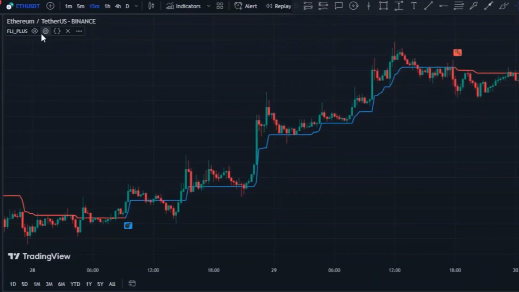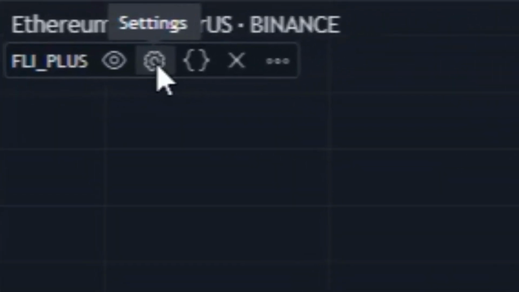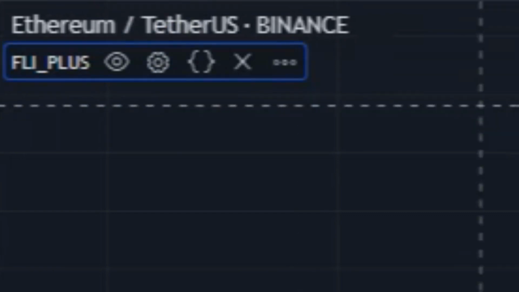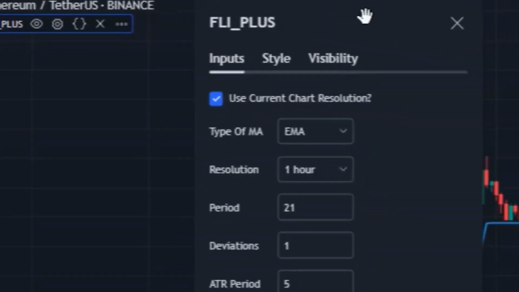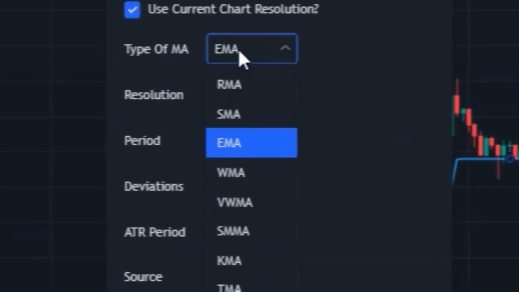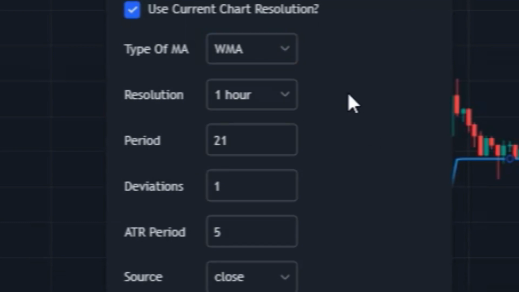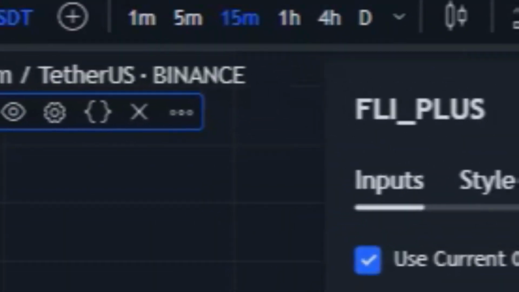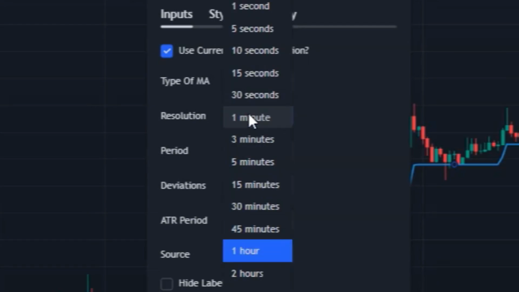Next, you'll need to optimize the indicator for use in the setup. To do so, go to the indicator settings and navigate to the inputs tab. Then change the type of moving average to WMA, and set the resolution to 1 or 2 time frames higher than the chart's time frame. For example, if you're using a 15-minute chart, set the resolution to a 1-hour time frame.